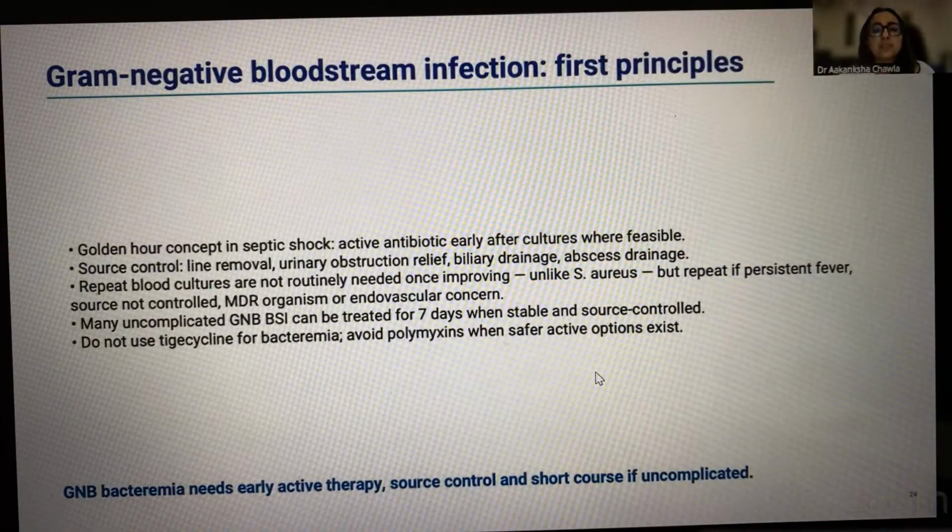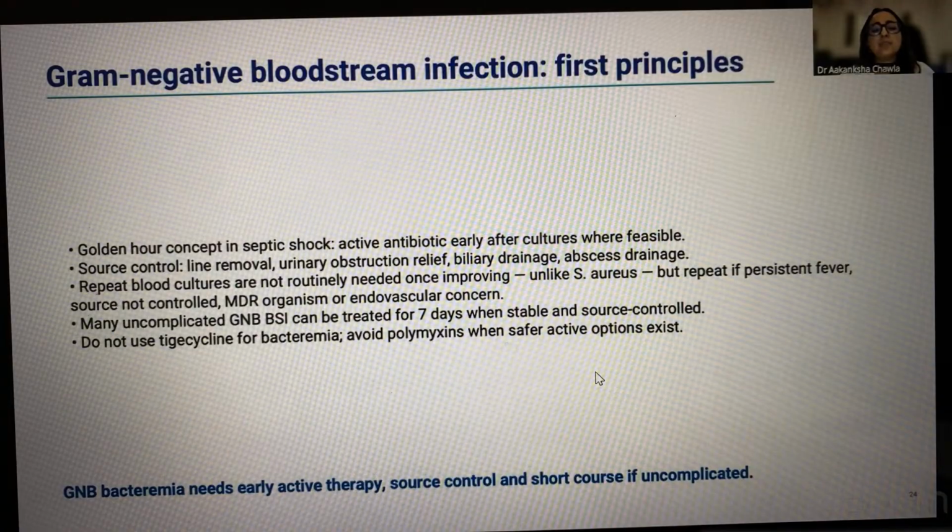Then, basic principles of gram-negative and bloodstream infections. The golden rule is to start active antibiotic therapy early. Send cultures as soon as possible. Do not delay therapy. Source control is equally important, and you do not have to keep repeating blood cultures if the patient is improving, unlike in cases of Staph aureus.